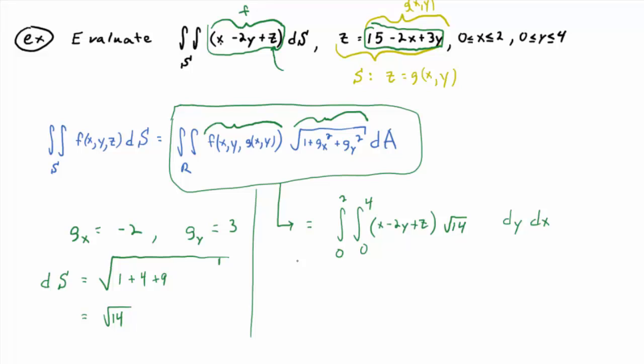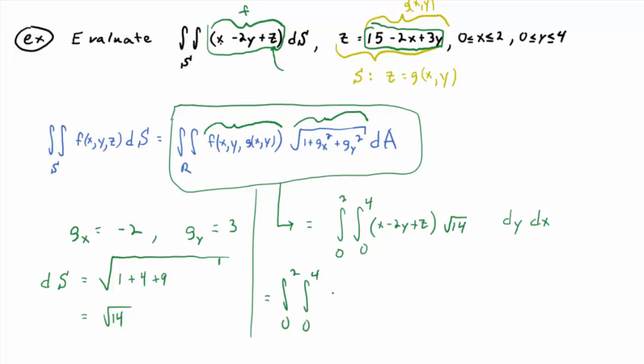Does that make sense? And it doesn't really matter when you plug in. I could have plugged in for z already. As long as you do it eventually, it doesn't really matter when. Okay? So if at this point you didn't realize, oh yeah, I can't integrate this because I can't have z in there when I have just the differentials dy dx, a double integral.